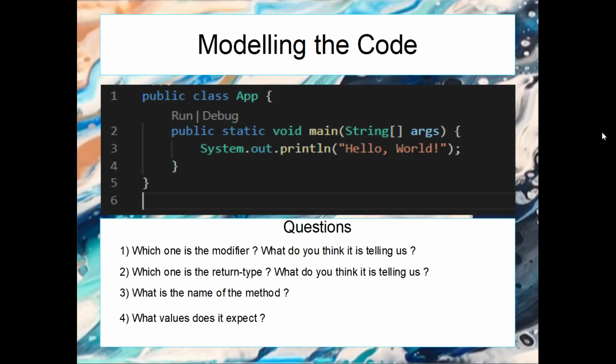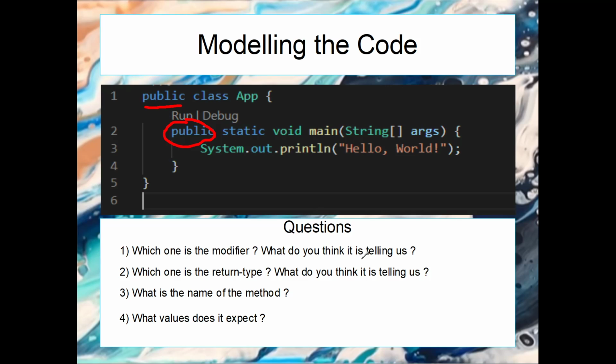So this is the code. Which one's the modifier? Which one's the return type? What is the name of the method? And what values do you think it expects? Okay, so the modifier is the public here. And you can see that even when making a class, we still need to add a modifier there. What do you think this tells us?